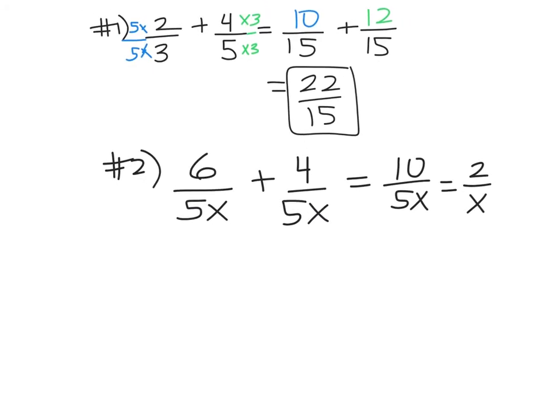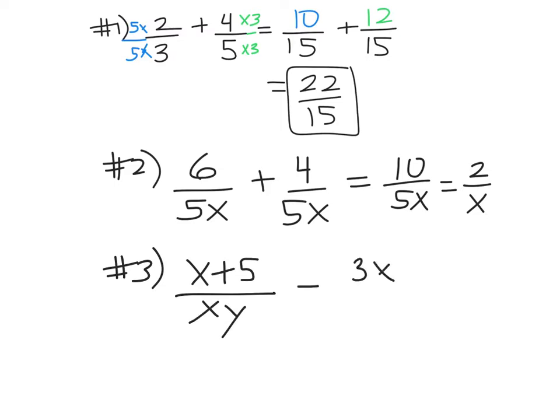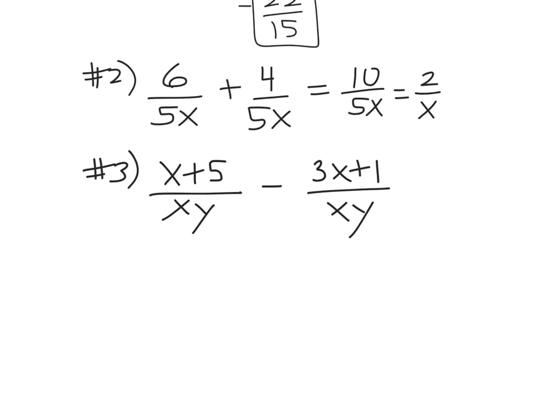Now, let's do this one, number 3. Let's do x plus 5 over xy minus 3x plus 1 over xy. Okay, they're going to get complicated. This I still have a common denominator, so it's not that hard yet. But you have to remember, when you're subtracting, you subtract all of it. And what I mean by that is, see this minus right here is going to subtract 3x, and it subtracts the 1.